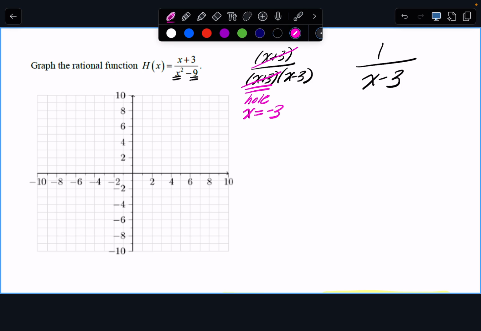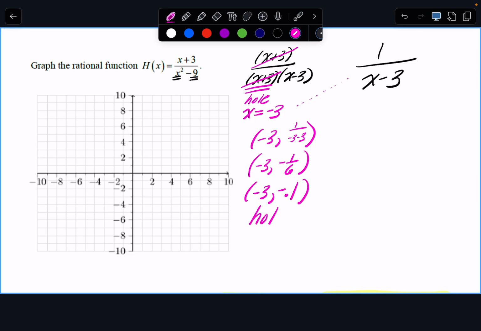So you're going to say, okay, my hole is really not at -3. It's at -3 comma some y value. So now I go plug -3 into the simplified function. So that'd be 1 over -3 minus 3, which would be -1/6. For graphing, I like decimals. -1/6 is like -0.1 hole. So that's going to be a point we use just like x and y intercepts. I'll put that in a minute if that's okay.